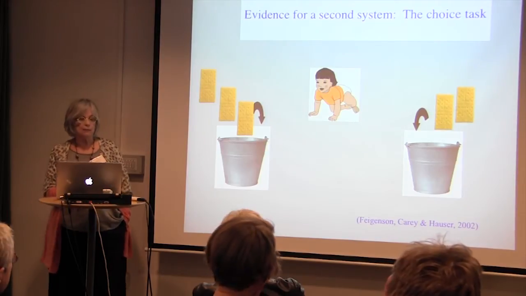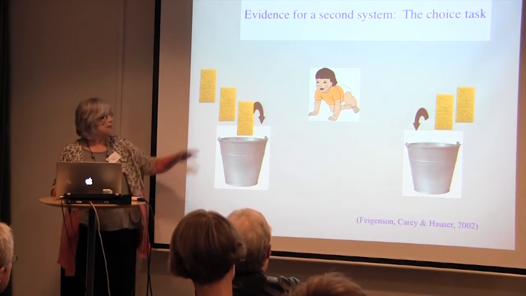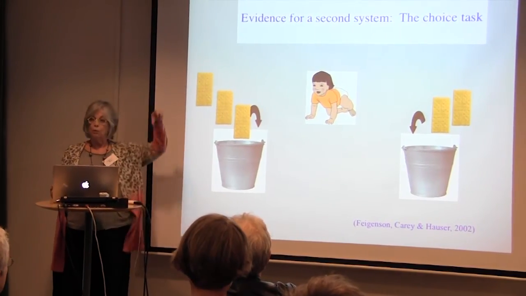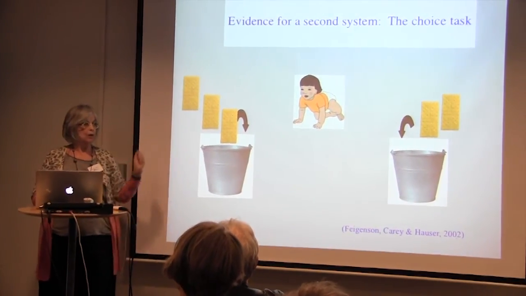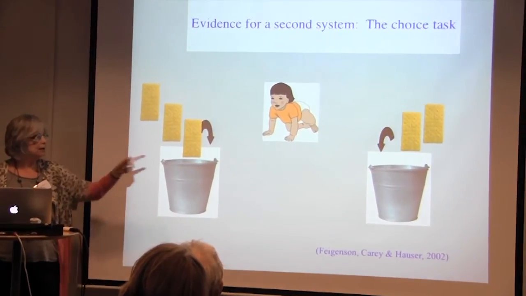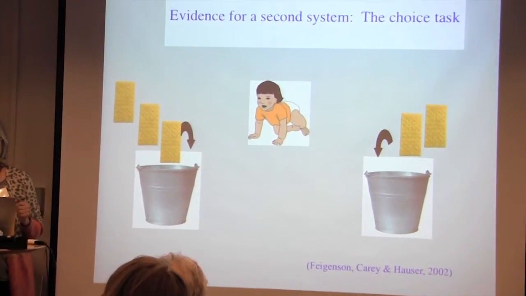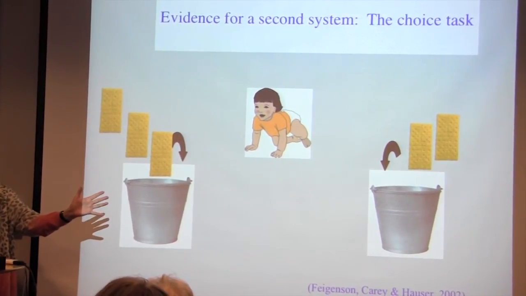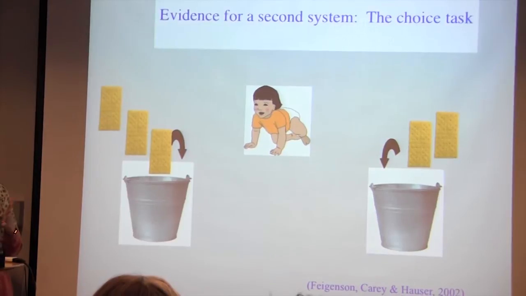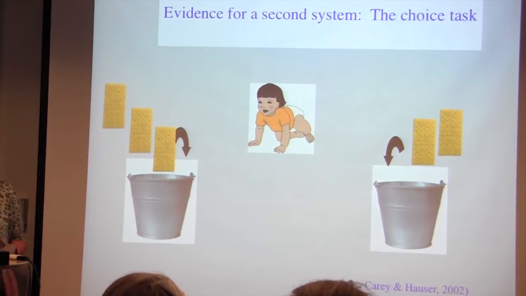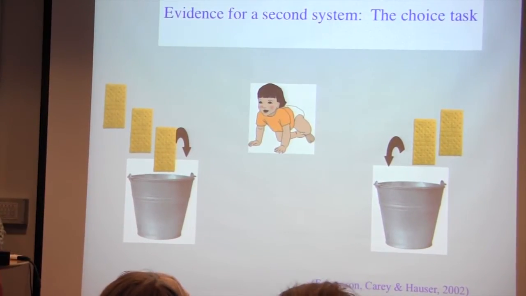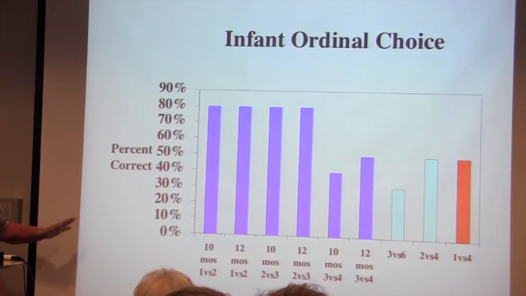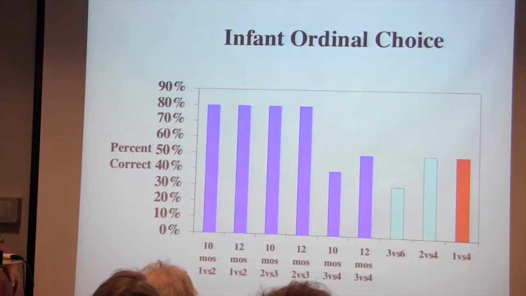Here is a second system. Here is a different task. The baby watches while you put 1, 2, 3 crackers in one bucket and 1, 2 crackers in the other bucket, and the baby is then allowed to go choose, right? The mother lets the baby go, and the baby crawls. And the question is, does the baby go to the container with more crackers? And the answer is, at 10 and 12 months, these babies can crawl.